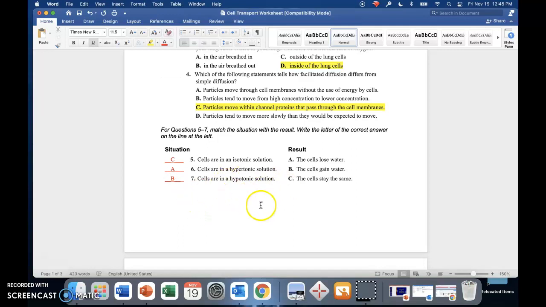Okay, and again, why does it lose water? Because in a hypotonic solution, that means that the cell is hypertonic, so that means the cell has more solute, less water, and water is going to move in, and the cell will begin to swell.